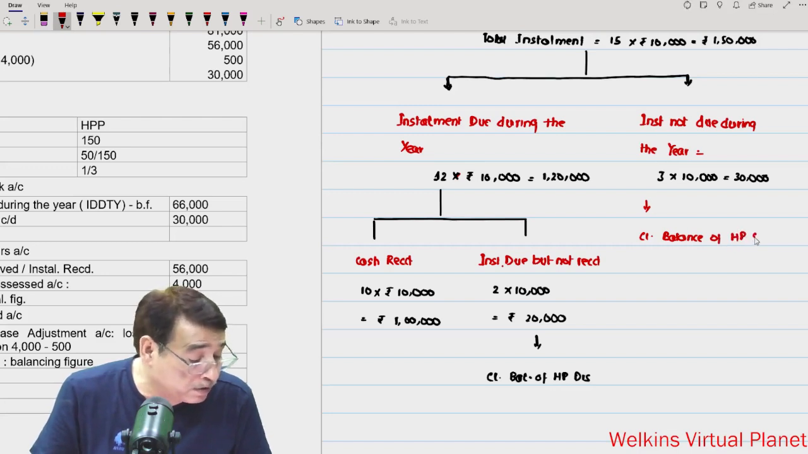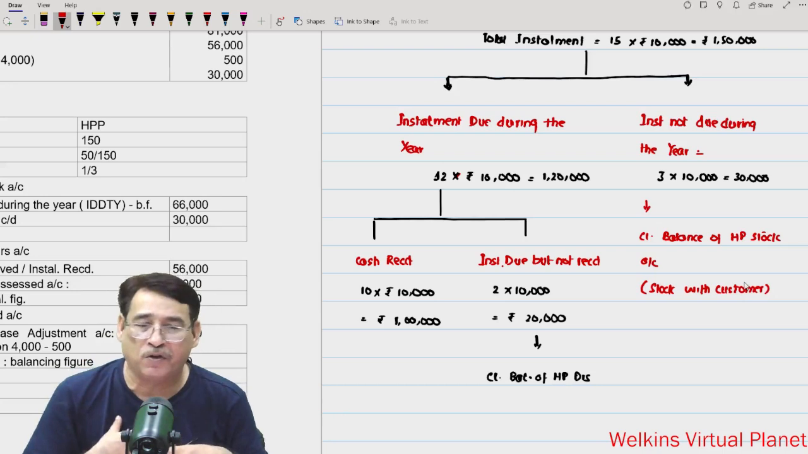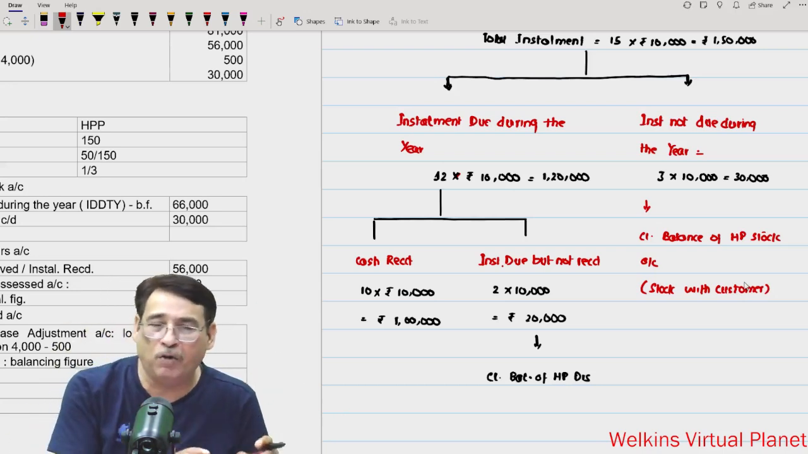Hire purchase stock account is also known as stock with customer account. It is known as stock with customer account because this stock is with the customer, but we will consider it as our stock, because you are not supposed to pay this amount in the current year.